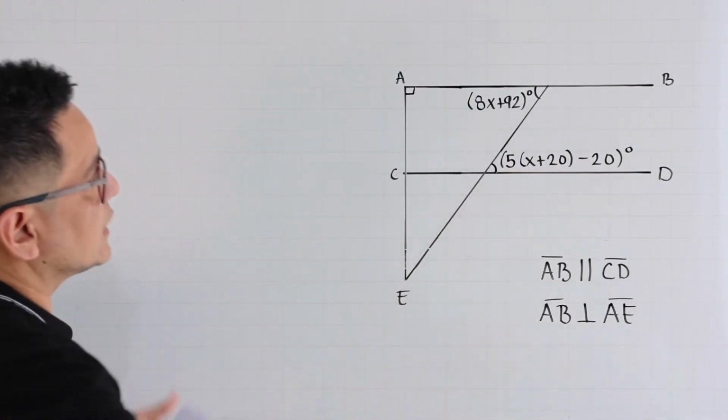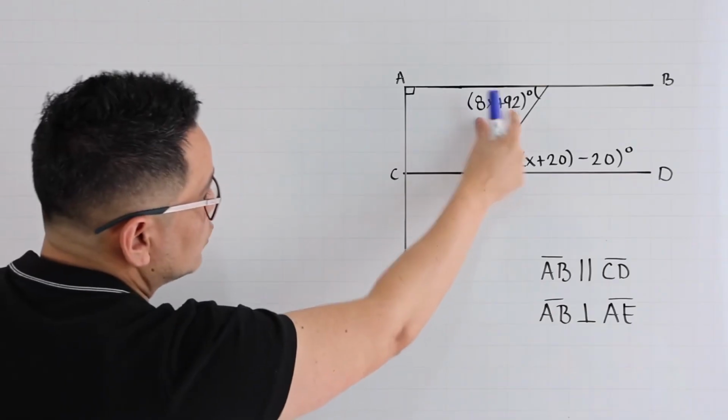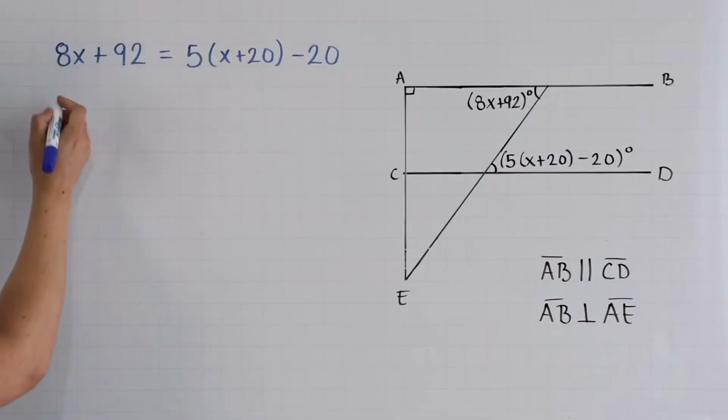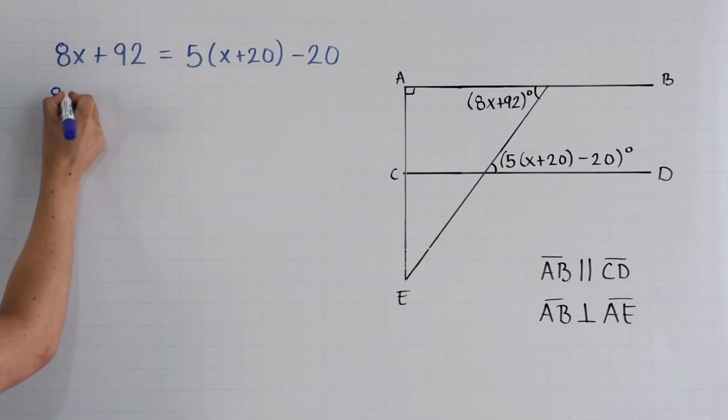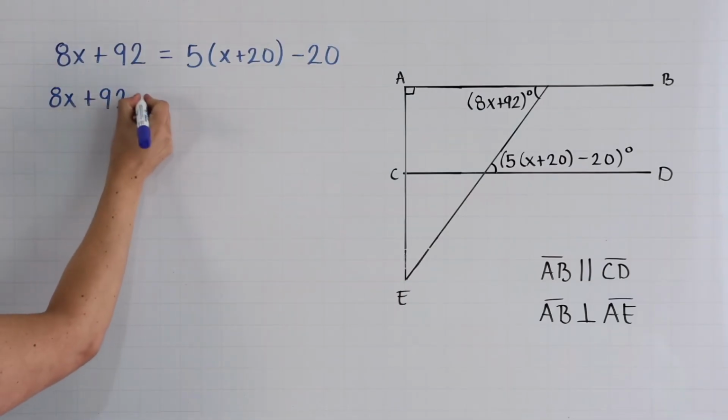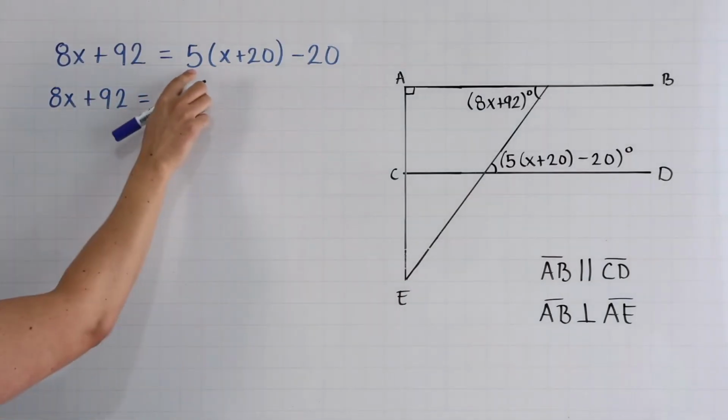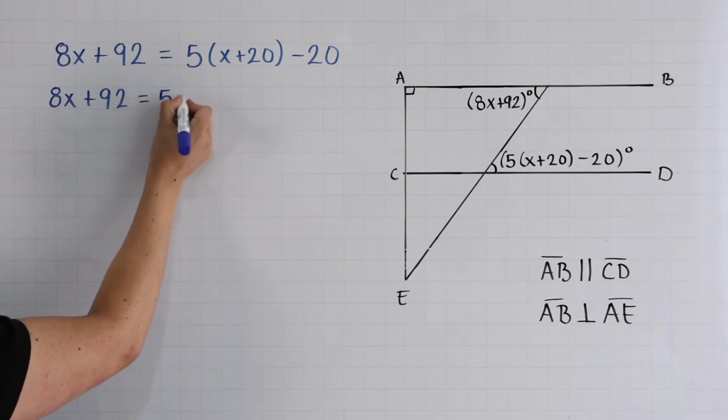So, what do I have to do? Well, I set this angle equal to this angle. There, I've got it right here. Let me leave the left side of the equation as it is for now because I'm going to work it out. Here it is. 5 times x is equal to 5x.